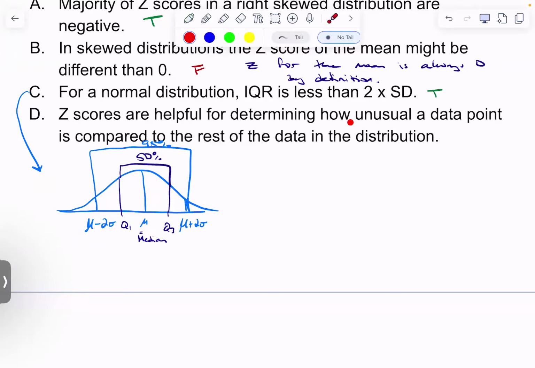Z-scores are helpful for determining how unusual a data point is compared to the rest of the data in the distribution. That's true. That's why we use Z-scores, to assign probabilities to seeing some observation. Anything beyond 2, we have this internal flag that says, oh, maybe this is an unusual observation. I don't think there's anything to write about that one. There's nothing to kind of background, but that's why we use Z-scores.